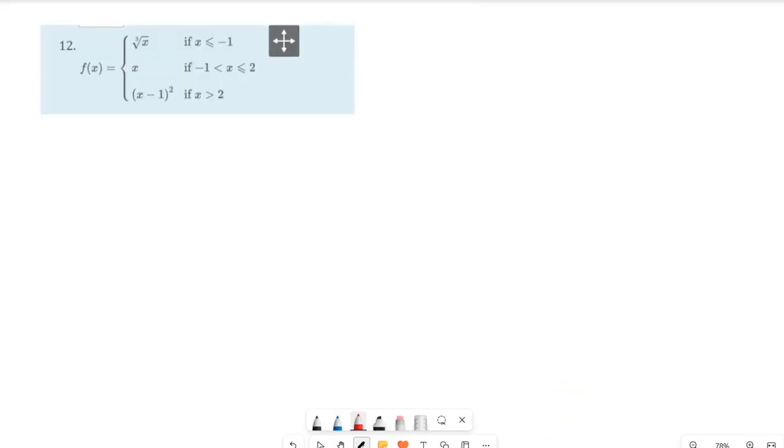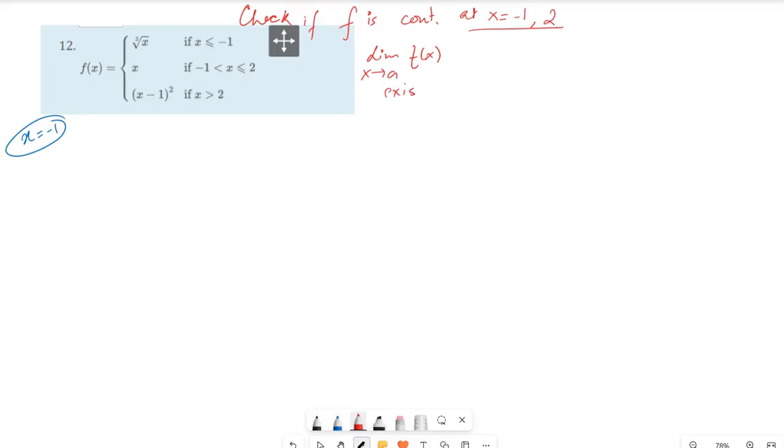Let's practice one more problem. This is a function given, and the question is to check if f is continuous at x equal to -1 and 2. There are 2 points. So let's first talk about x equal to -1. Remember, the definition of continuity is that the limit at a should exist, the value at a should exist, and they should be equal. Then f is called continuous at x equal to a.